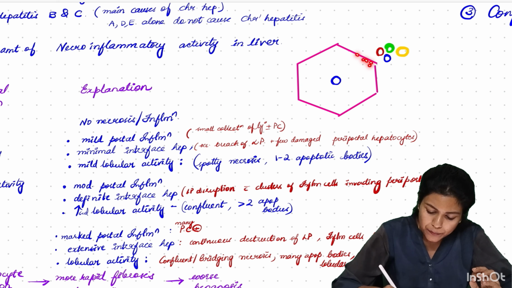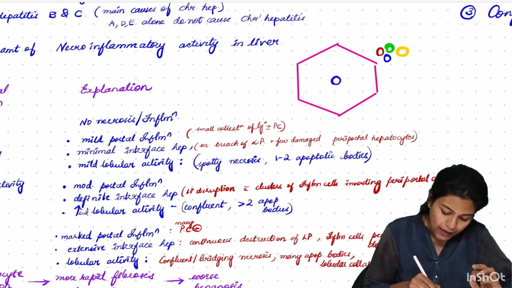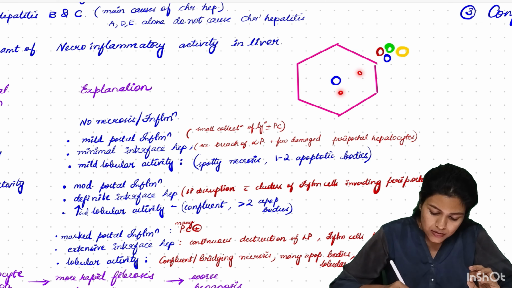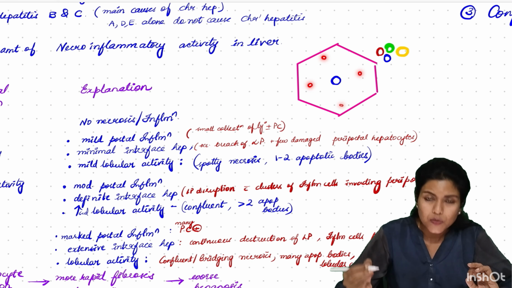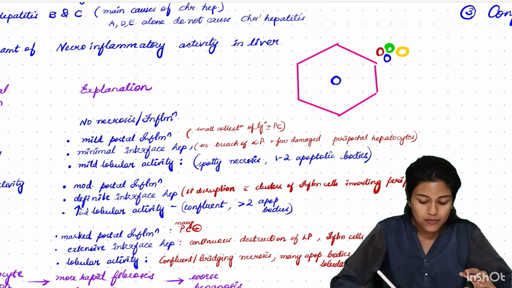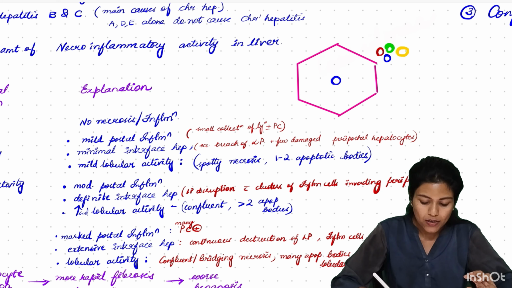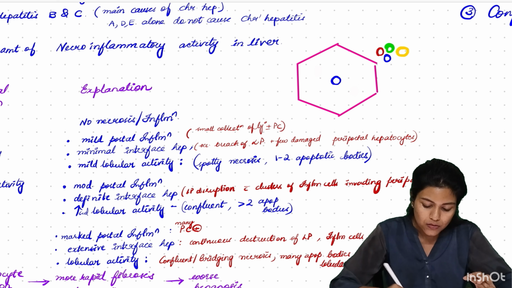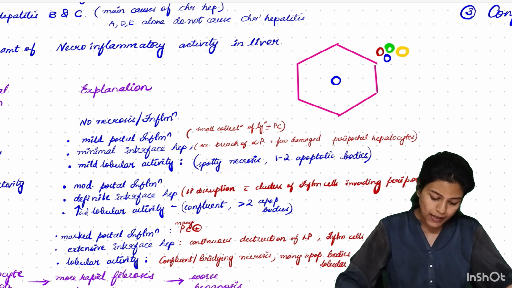A few peripheral, that is periportal, hepatocytes are damaged. Few damaged periportal hepatocytes. And inside the lobule, that is lobular activity, is very mild. Inside the lobule, very mild necrosis, spotty. Here, single scattered spotty necrosis is seen, and one or two apoptotic bodies. Apoptotic bodies are the Councilman bodies. So, one or two Councilman bodies with one or two occasional spotty necrosis can be seen. That is mild lobular activity.